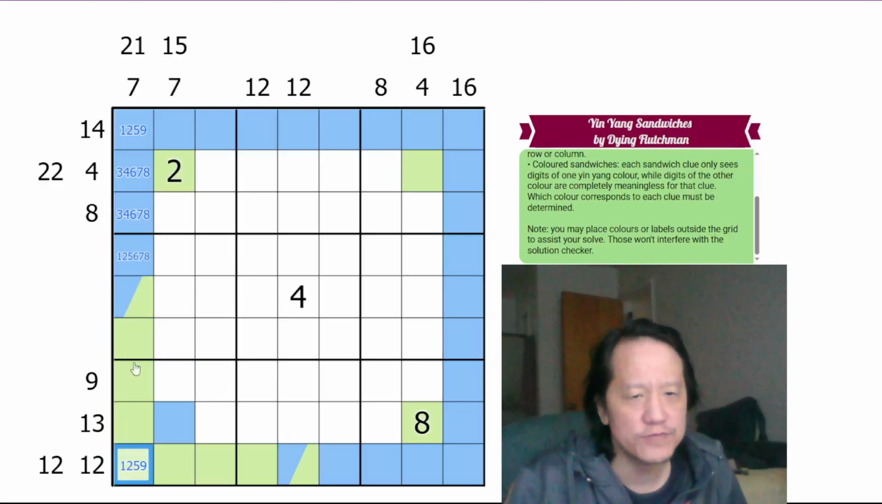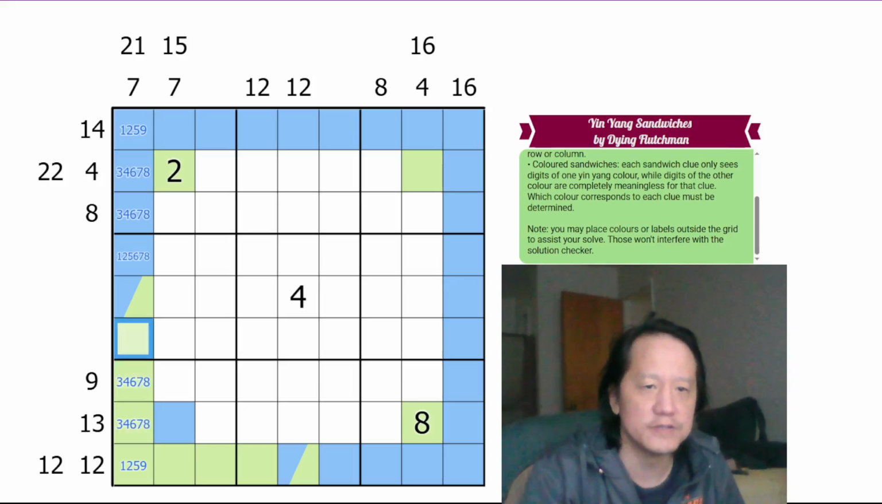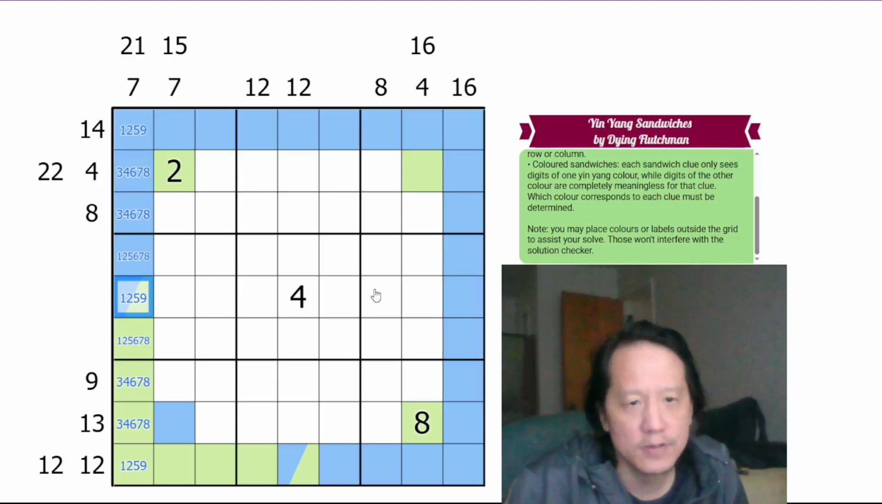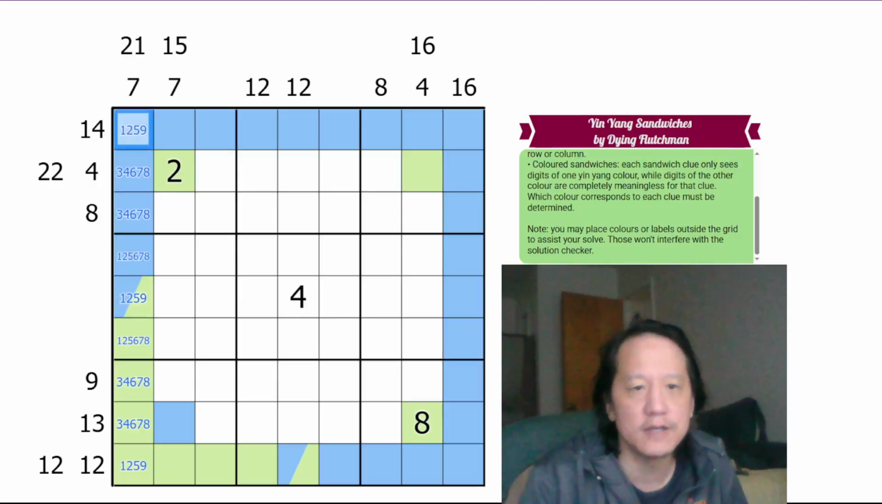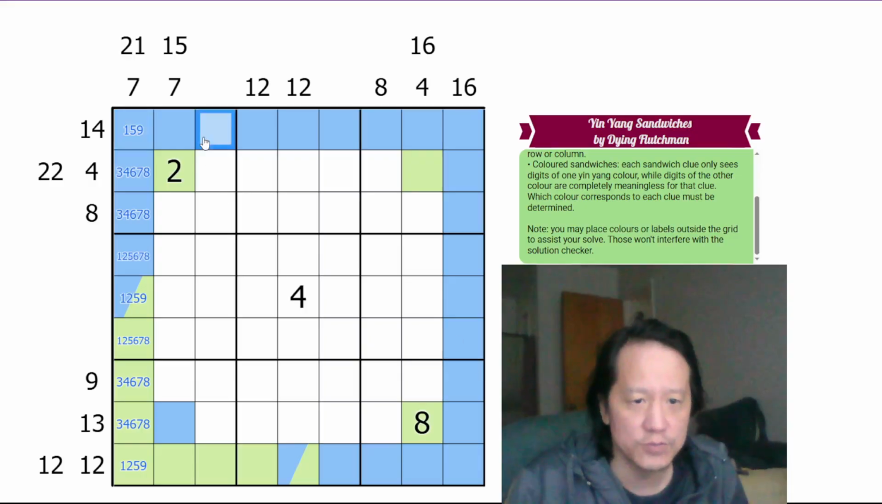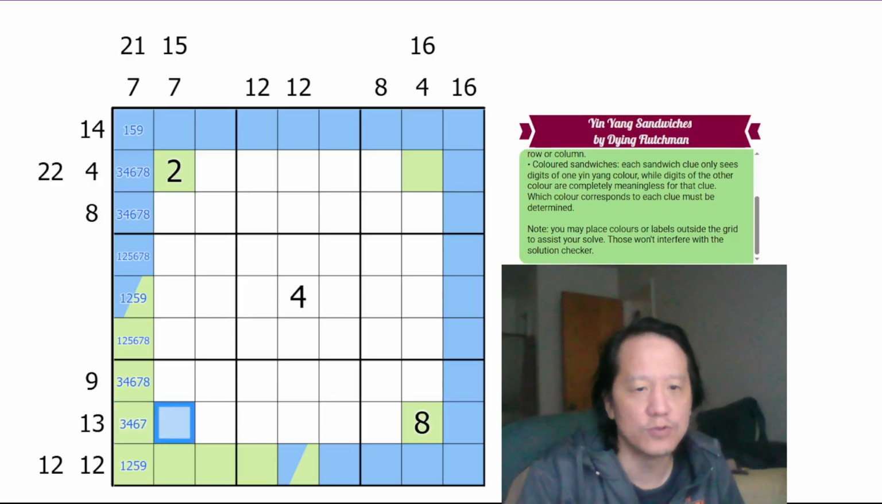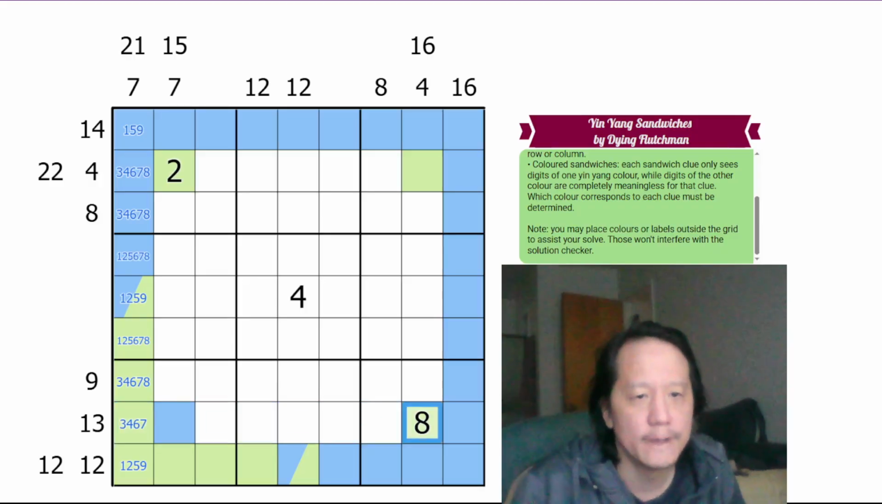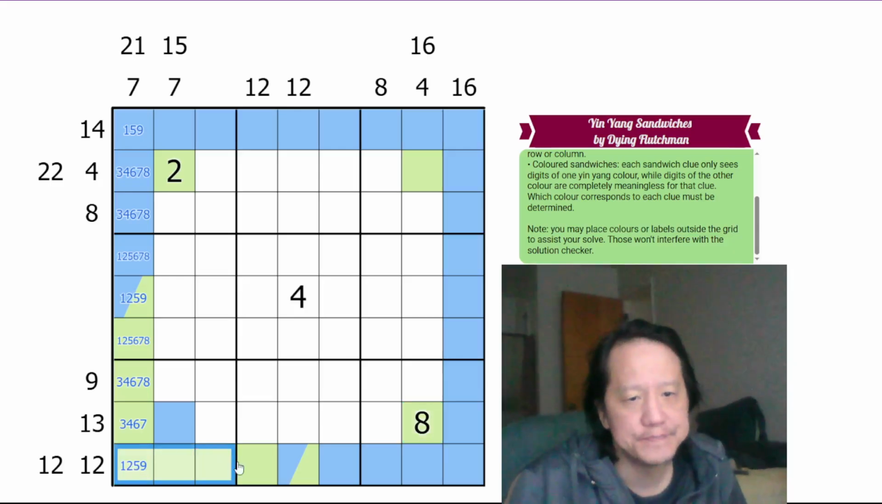Okay, this is 1, 2, 5, 9. Again, these are 3, 4, 6, 7, 8. And then this is 1, 2, 5, 6, 7, 8. This digit has to be 1, 2, 5, or 9 here. And so 2 cannot be here because of the 2 in the box. This can't be 8 because of 8 in the row. Okay.